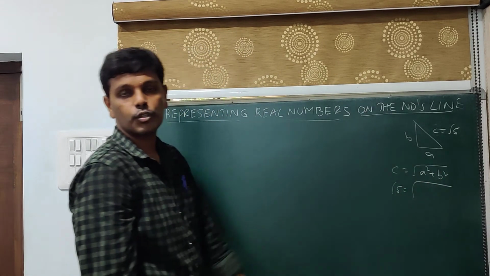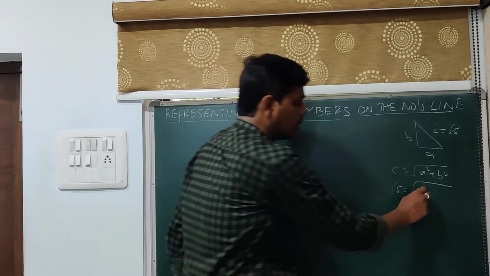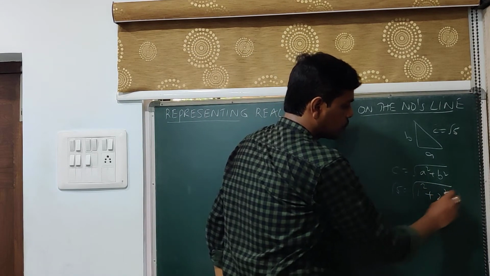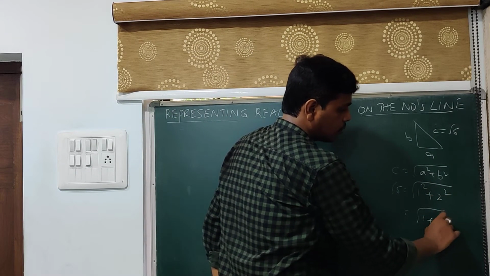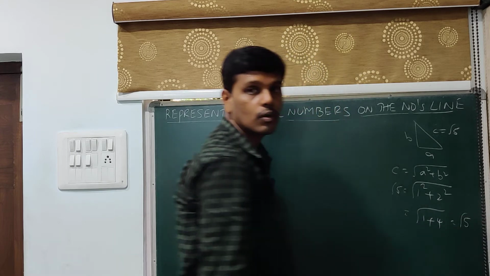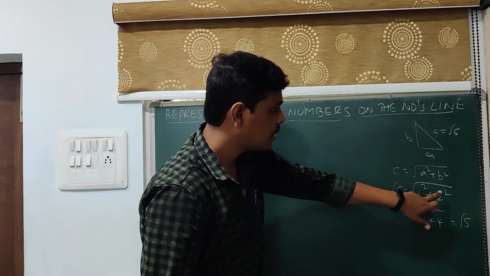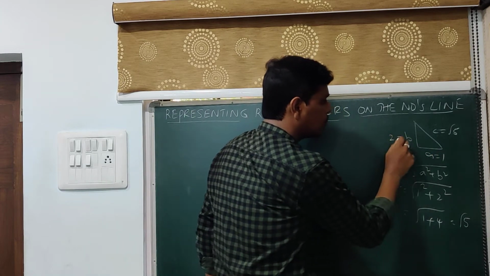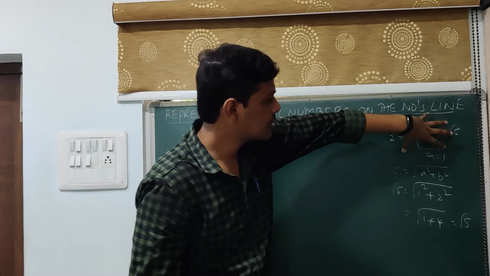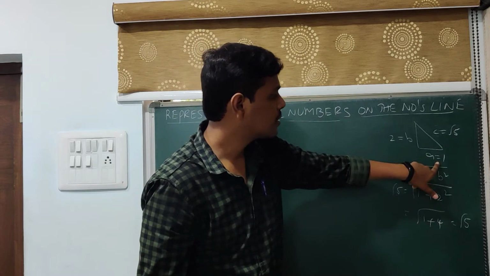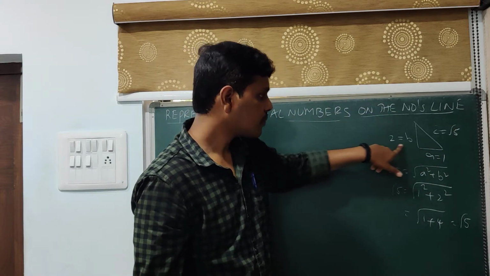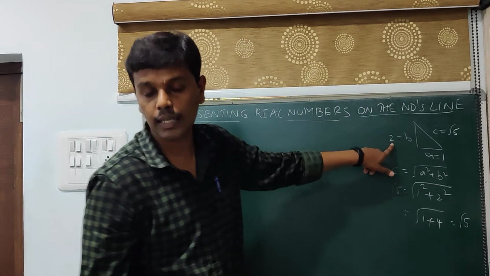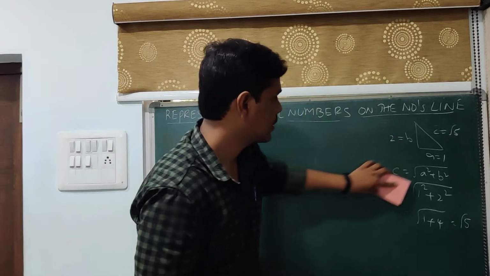Already we have discussed it. A should be 1 and B should be 2. That is 1 square plus 2 square. Okay, 1 square is 1, 2 square is 4. That will give you root 5, which means that A should be 1 and B should be 2. Now I will construct such kind of triangle where the base is 1 and height is 2. That is the kind of triangle which I will be constructing.